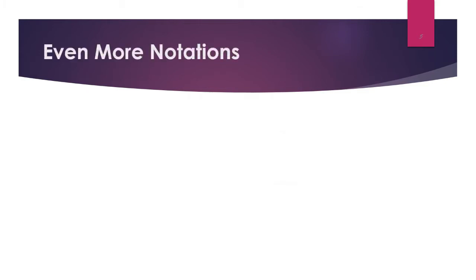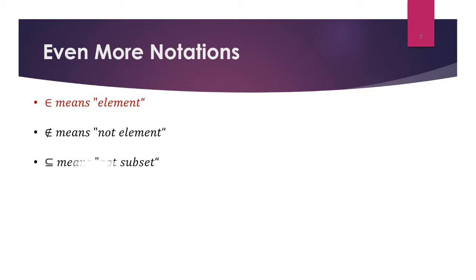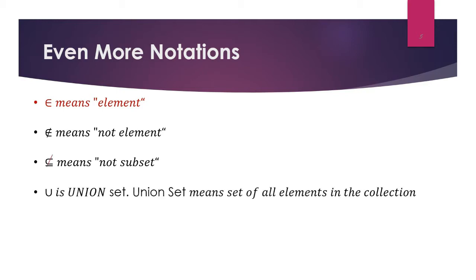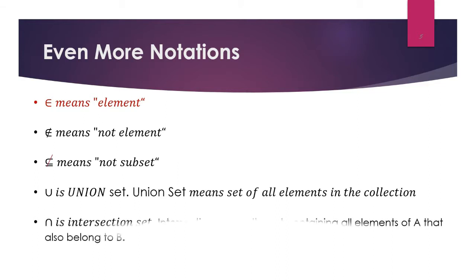Next, even more notations about set. Element, not element, not subset. Union set means the set of all elements in the collection, and intersection set means the elements of A that also belong to B. And the last, null set.